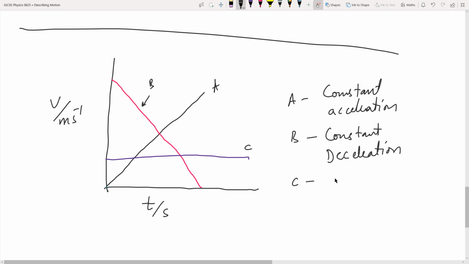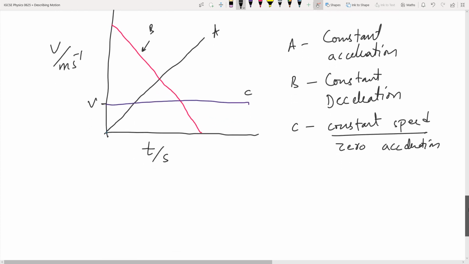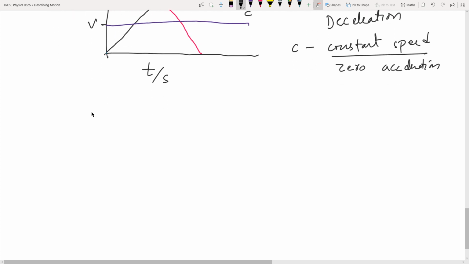And C is constant speed, also known as zero acceleration. Why? Because the value for velocity is not changing over here, right? It's a straight line. And when the velocity is not changing, then definitely there is no acceleration, and we defined acceleration as a change in speed. When there is no change in speed, then obviously acceleration is zero, right? So that's one part. Now let's go for the variable ones, right?